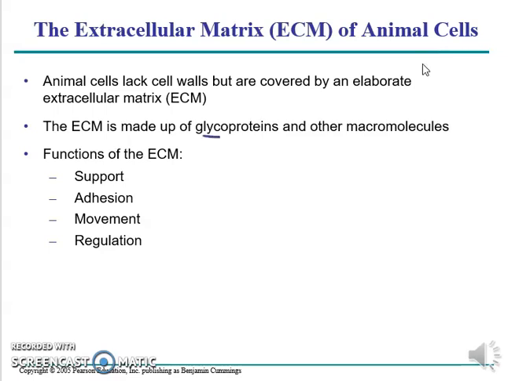So that's half sugar, half protein, and other macromolecules, right? A lot of proteins are out there too, just regular proteins, not glycoproteins. So functions of the extracellular matrix are support, adhesion, movement, and regulation. Our cells, since we're animals, humans, have much different matrices, or extracellular matrices, depending on where they are in the body, right?